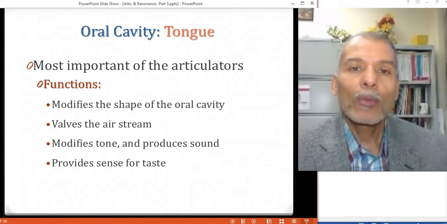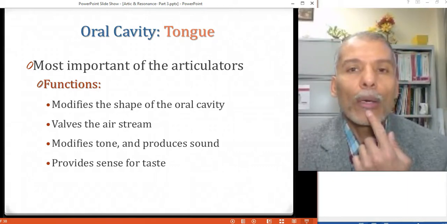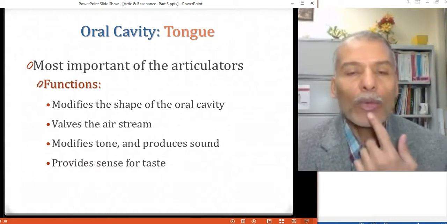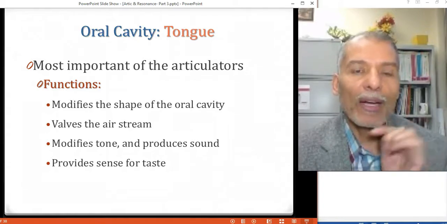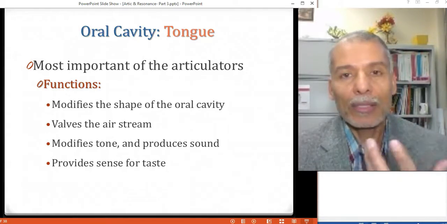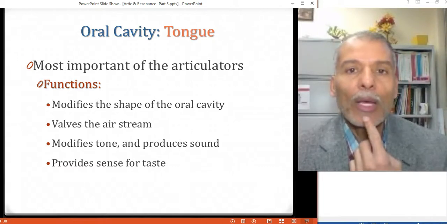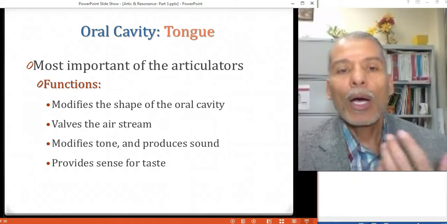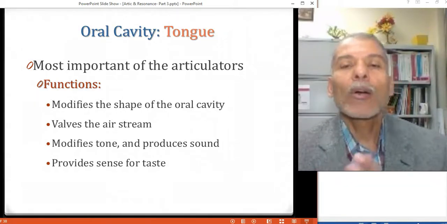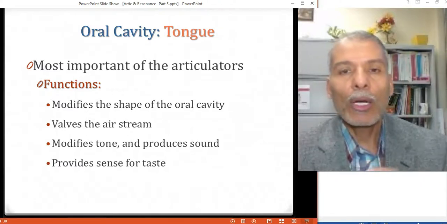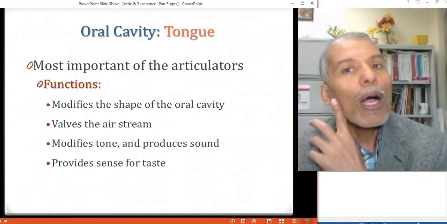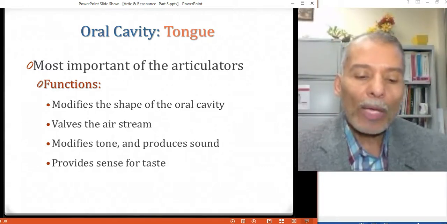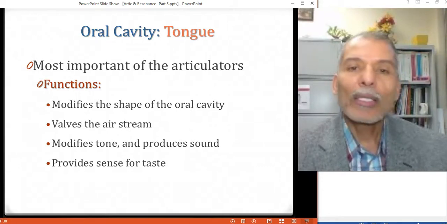For example, when you say p, b, of course you don't see tongue action here. F, v. But once you say th, the, then the tongue is obviously active. When you say all the alveolar sounds, t, d, s, z, all the palatal sounds, you cannot do them without the tongue. And then the velar sounds, k, g, you can't do that without the tongue. So the tongue is a very important articulator, but it does more than that.